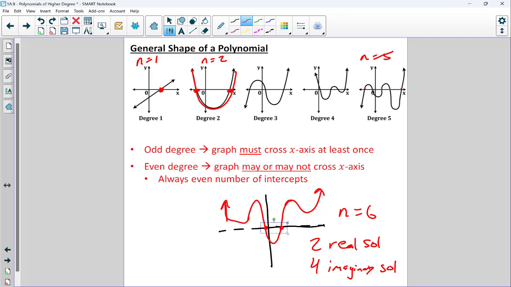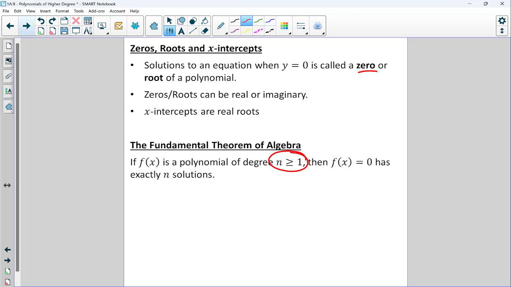I can look at a graph. As long as I know what the degree is, I can interpret how many real solutions it has, as well as how many imaginary solutions. The graph tells me explicitly where the real solutions are. I cannot tell what the imaginary solutions are just by looking at the graph, but I can tell that it does have imaginary solutions. Moral of the story, the degree of the polynomial is the number of solutions of the polynomial.